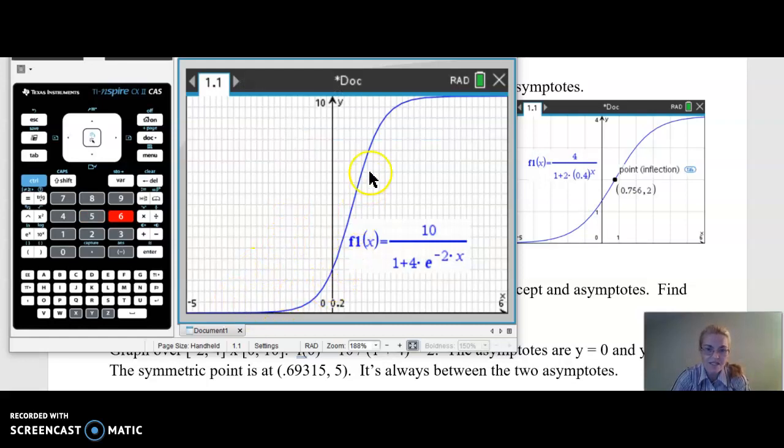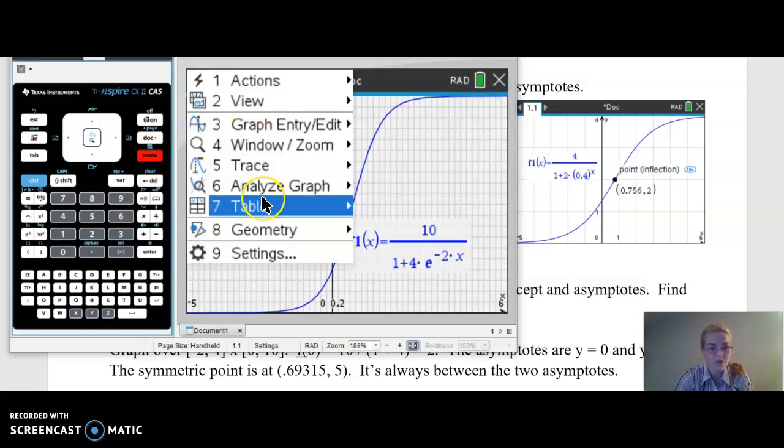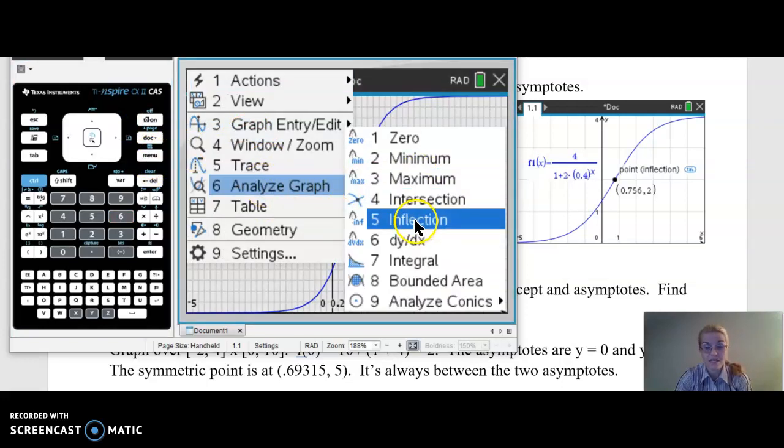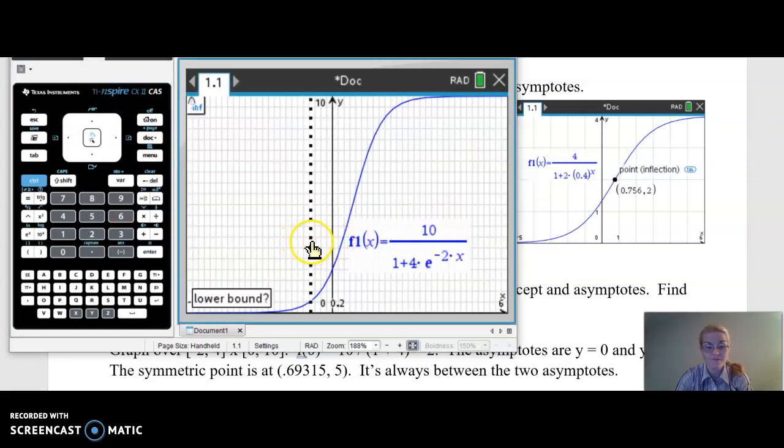Yeah, and we can kind of see it's shifted over a little bit. So my point of inflection is going to be right around here. What would the y value be for your point of inflection? It's going to be halfway between 0 and 10, so it's going to be 5. How do we find it? Go to Menu, go to Analyze Graph, Inflection. Again, your point of inflection, just below and above, boom, it's right there. 0.693. And again, the y value is 5.